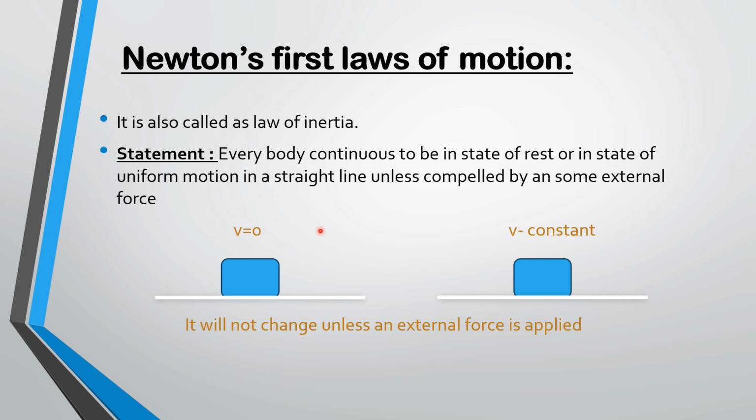When a force is applied to the object which is at rest, only then can it change its state to the second state, that is, moving with a constant velocity.